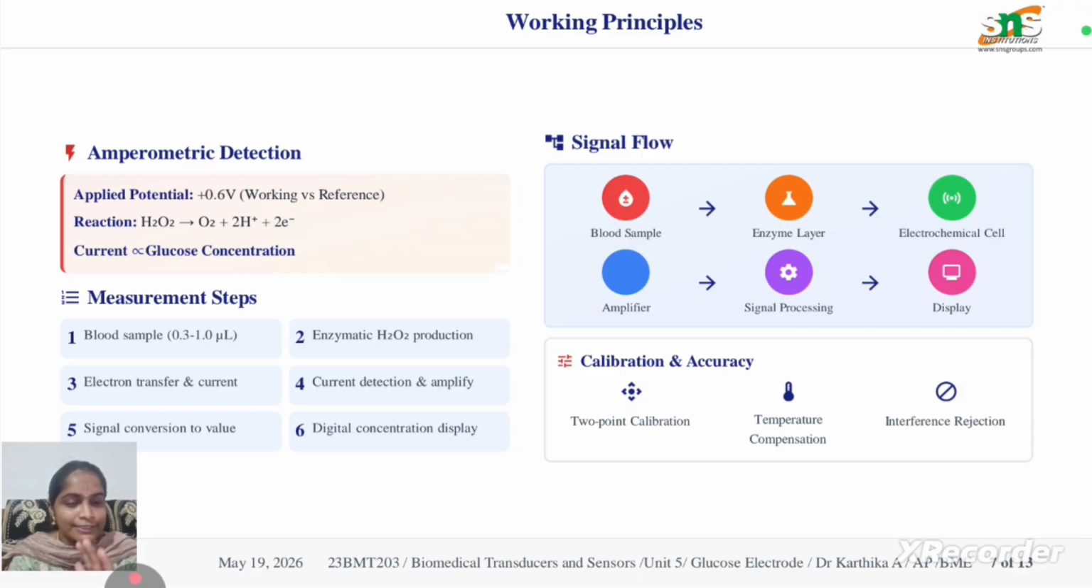First, our blood sample is fed into the enzyme layer, then the electrochemical cell, where the signal is amplified, processed, and finally displayed. See the measurement steps. Blood sample, enzymatic H2O2 production, electron transfer and current, current amplification, signal conversion to value, and then digital concentration display for measurement.